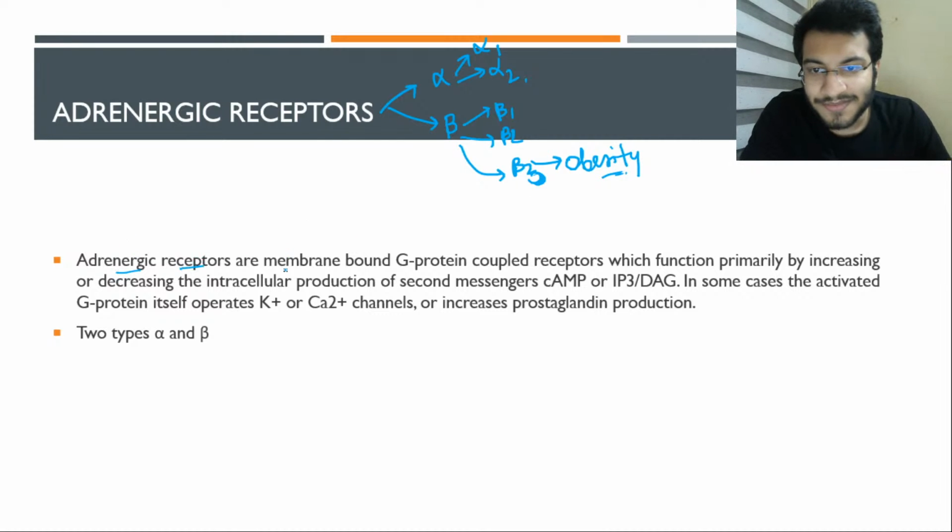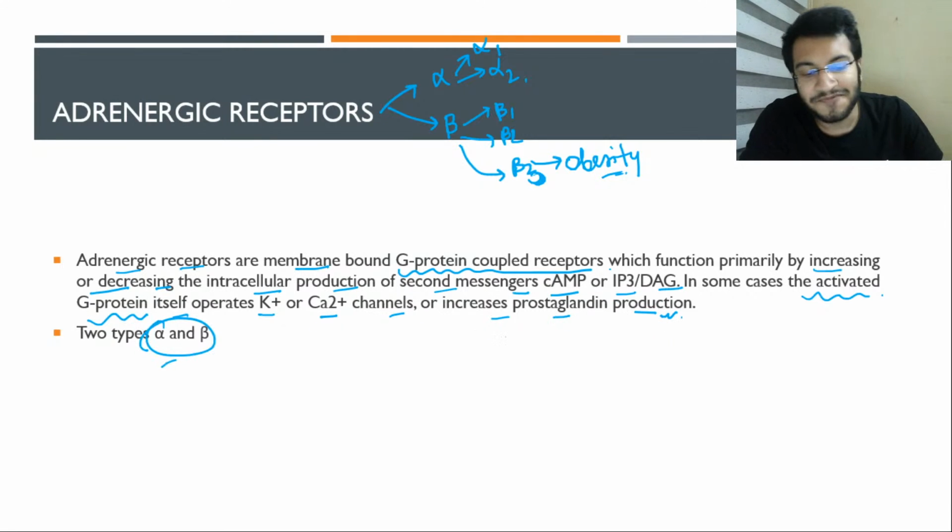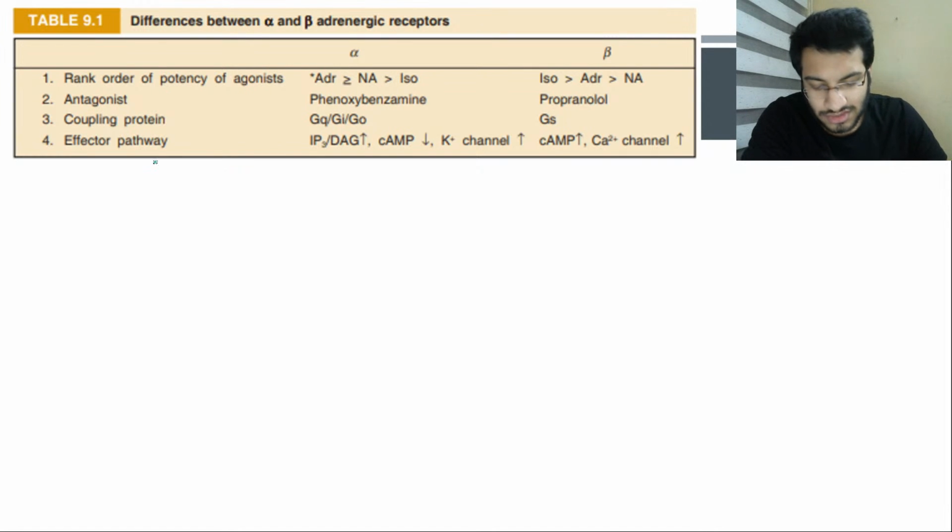So adrenergic receptors are the membrane bound G protein coupled receptors which function primarily by increasing or decreasing the intracellular production of the second messengers cAMP and IP3 DAG, and in some cases the activated G protein itself operates K plus calcium channels or increases the prostaglandin production. And they are of two types, alpha and beta.